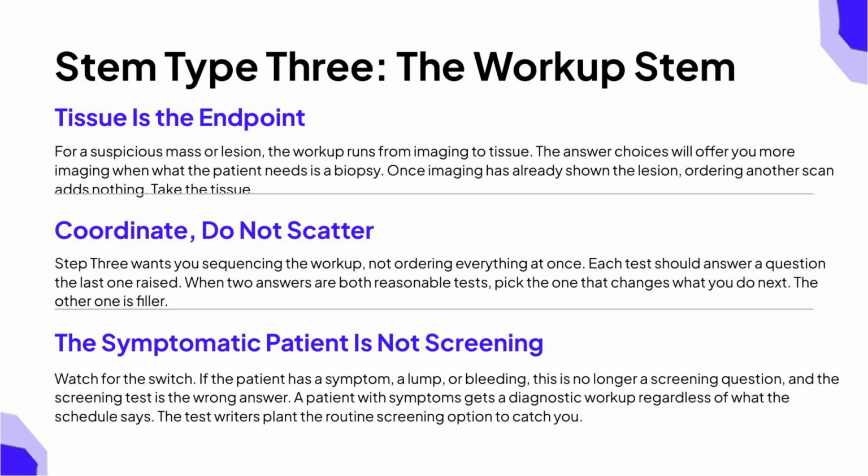The other is filler. Third, the symptomatic patient is not screening. If the patient has a symptom, a lump, or bleeding, this is no longer a screening question, and the screening test is wrong. Symptoms get a diagnostic workup regardless of what the schedule says. The test writers plant the routine screening option right there to catch you.